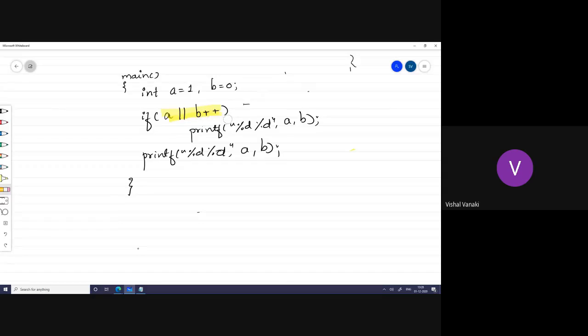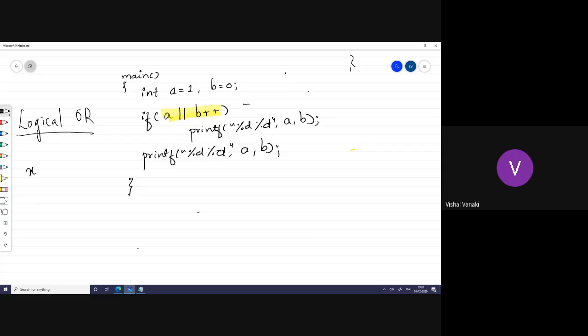Now, the first thing you need to understand about the logical OR gate, or logical OR operator, is that if any one input is non-zero, the output will be true. You saw the table, and you have learned it in the first year of engineering. The logical OR operator means if any one input is non-zero, then the output is true.